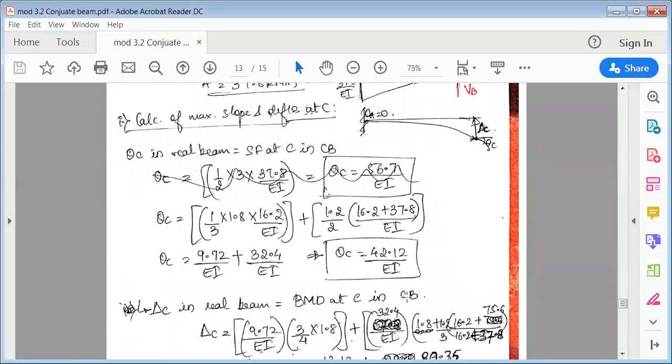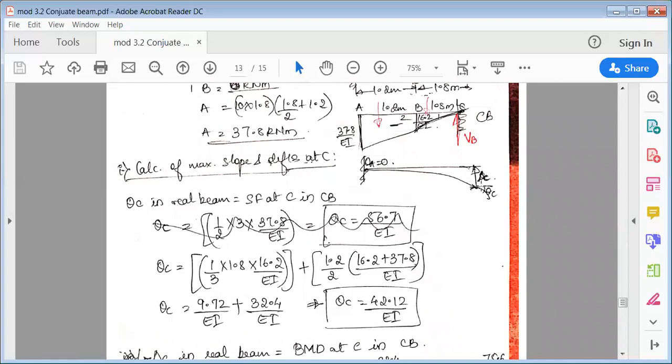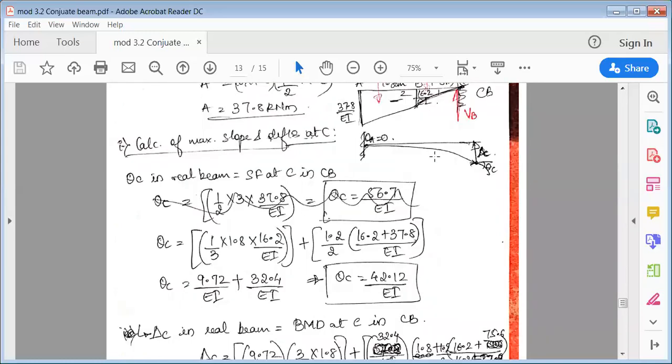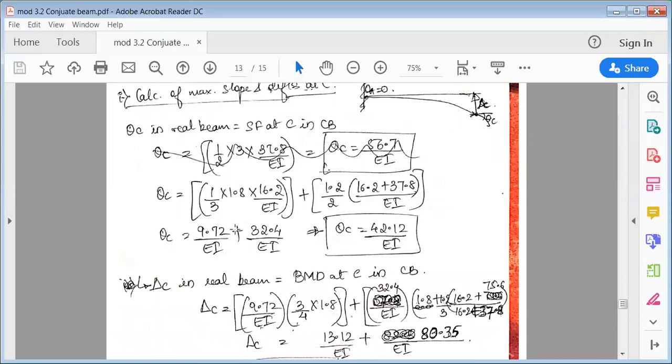Delta C in the real beam is equal to the bending moment at C in the conjugate beam. The bending moment at C in the conjugate beam is again taken to the left side. See all the loads, so this is area into its CG distance with respect to C. Then the area of the trapezoid, again with its CG distance with respect to C. We have already calculated the areas, so we'll always take these, and things become simple. When you're solving them, this step is very, very important because those are the values which we'll be using here instead of resolving again.